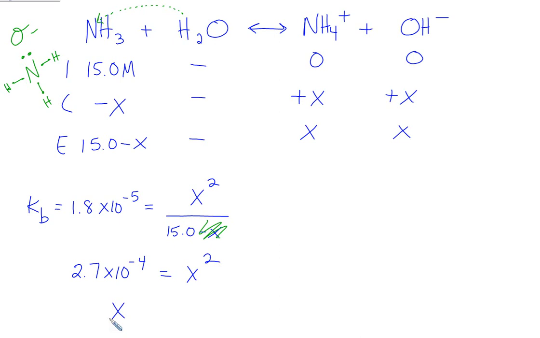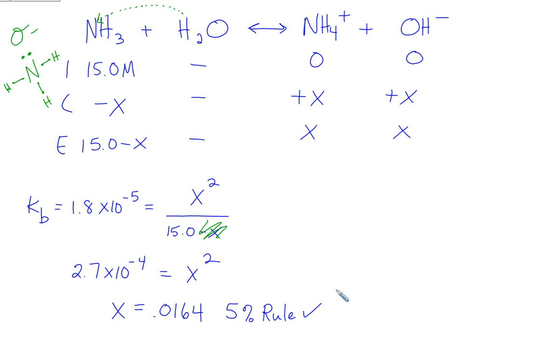We'll square root both sides. X is, I'll go 3 sig figs to match the original molarity, 0.0164. Okay, so I'm going to think about the 5% rule. Check. That x is so crazy small compared to 15, there's no way that they would differ by more than 5%. X is crazy, crazy tiny.